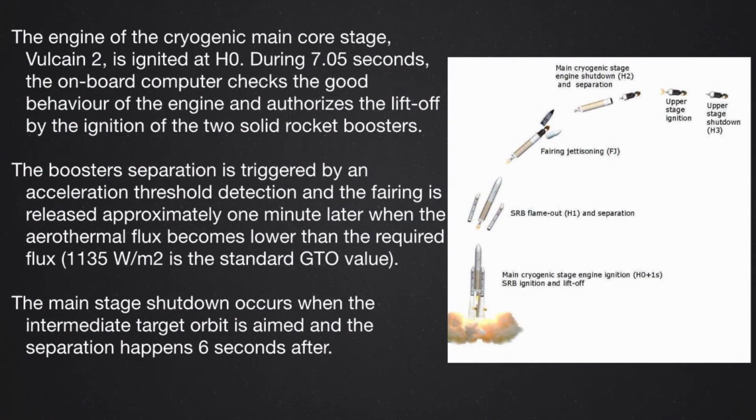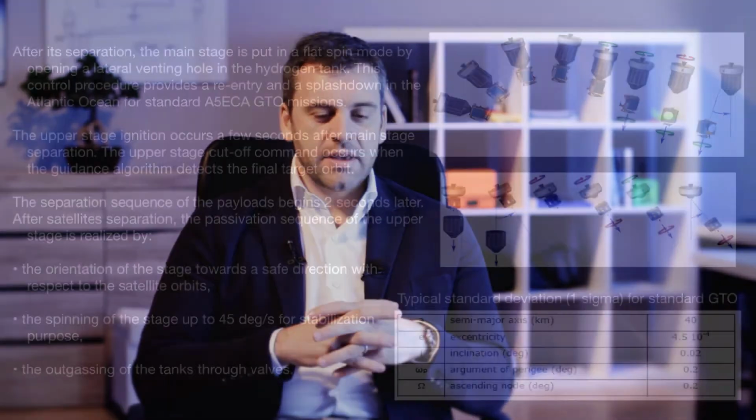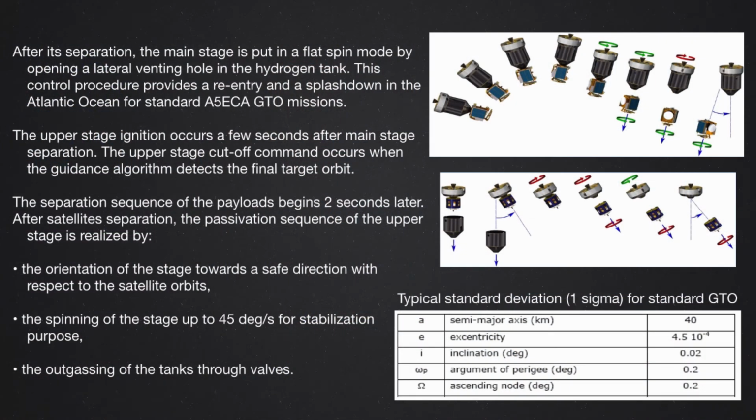The main stage shutdown occurs when the intermediate target orbit is reached. The separation between the main core and the last stage occurs 6 seconds after the shutdown, okay? After this separation, as I was saying, the main stage is put in what we call a flat spin mode by opening a lateral venting hole in the hydrogen tank. This control procedure provides a re-entry and splashdown in the Atlantic Ocean with a reduced footprint, okay? The upper stage ignites a few seconds after the separation from the main stage, and then for about 9 minutes you will be able to bring the satellite into its final GTO orbit.